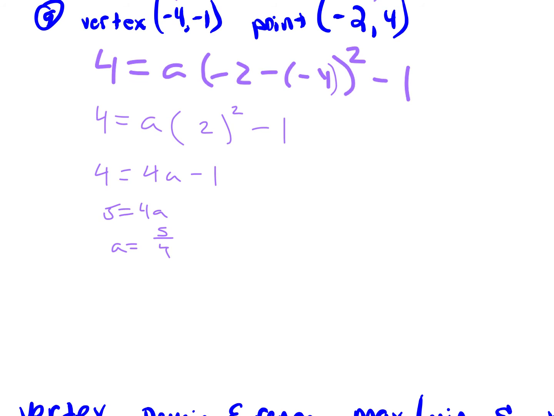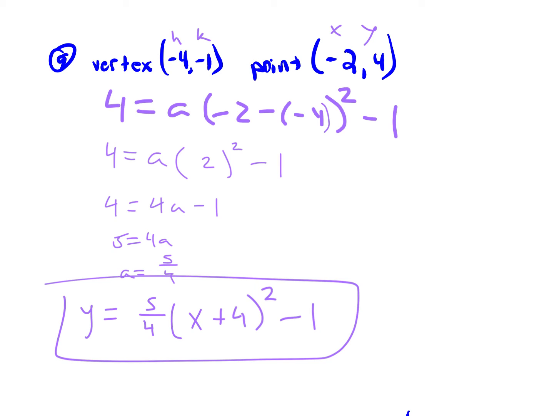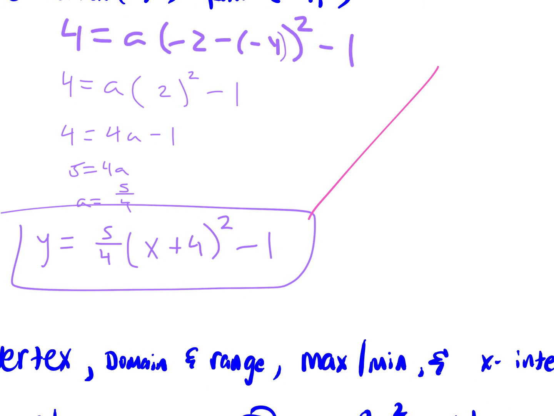Now I'm just going to plug that in with my x and y in it. So y is equal to 5 over 4 times x minus h, which is negative 4, so it becomes plus 4 squared, minus 1. This is my vertex form. And then what do I have to do to find standard form? FOIL it out. So I'm going to do that up here.